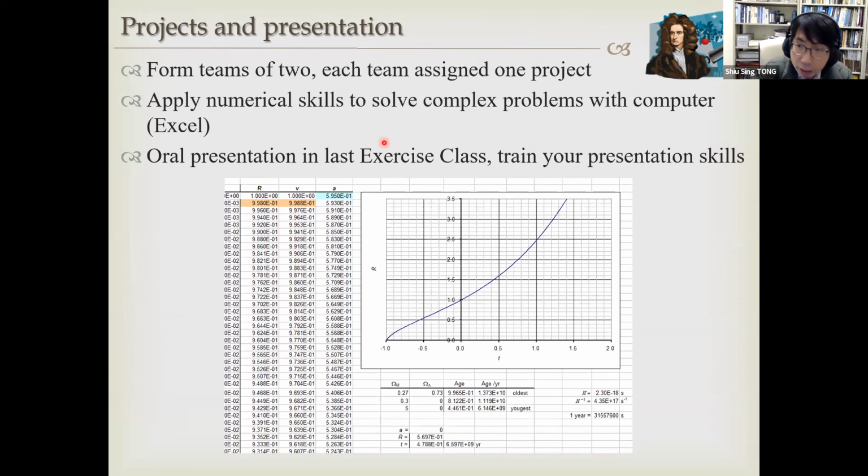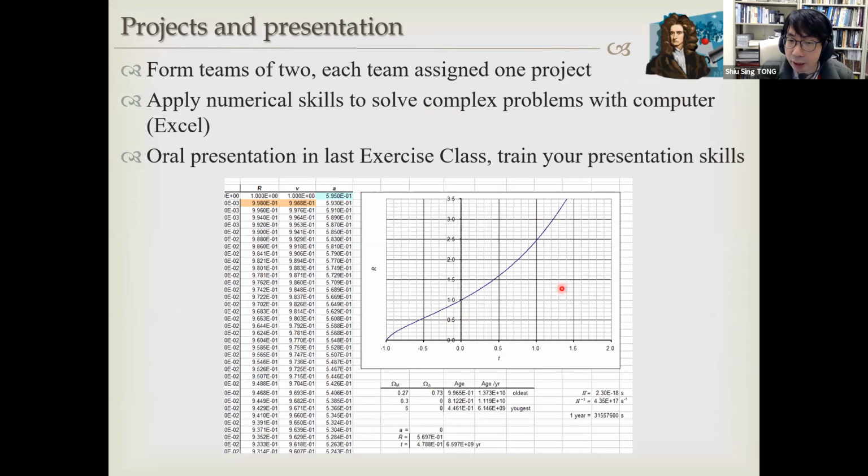Now, do you remember we have the project presentation? What are we going to do with the project? The project is actually a small one, and you are going to form teams of 2 students, and each team is to be assigned one project. In the lecture, we mainly talk about analytical skill, that is a symbolic calculation skill to solve physics problems. But in your project, you are required to use numerical skills. You have to use a computer to solve a rather complex problem.